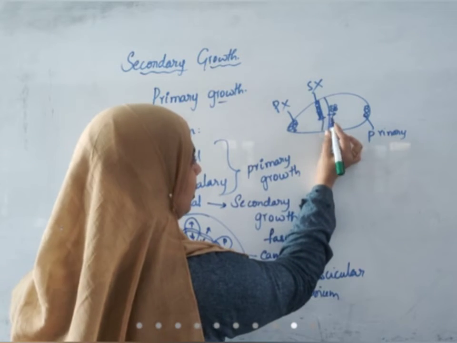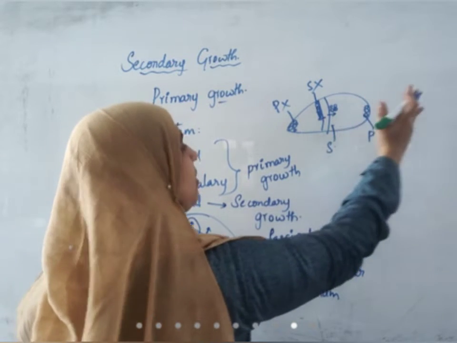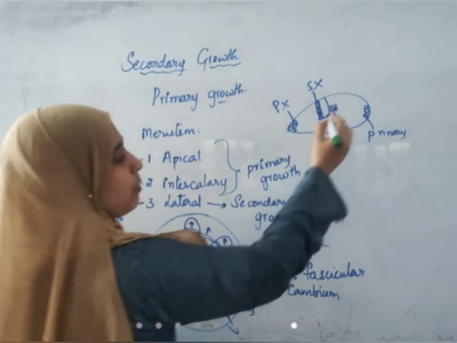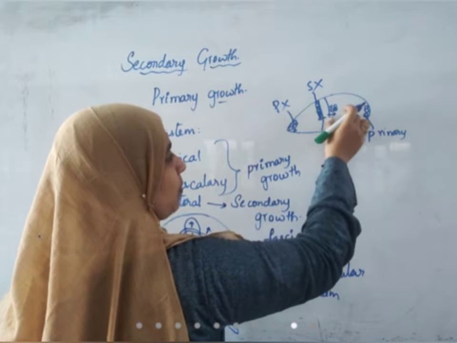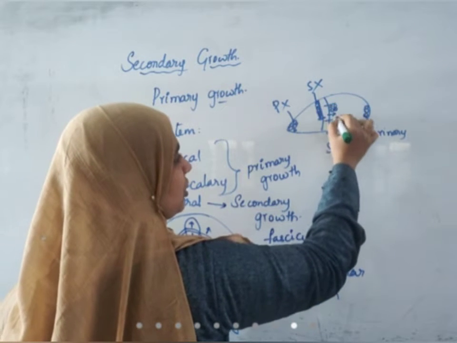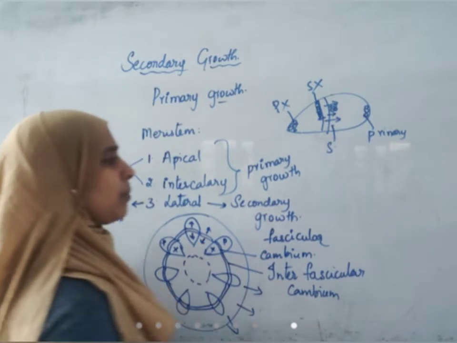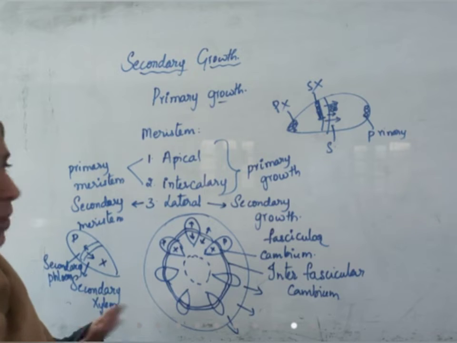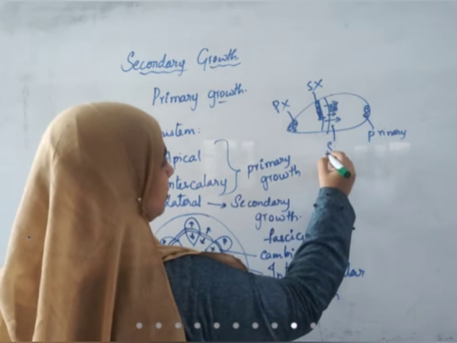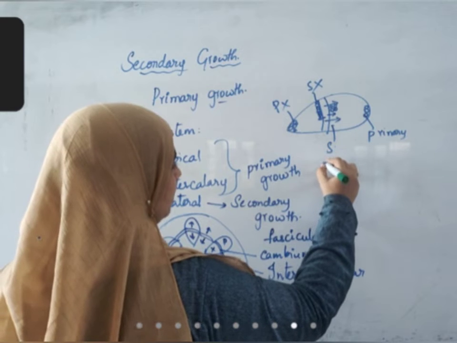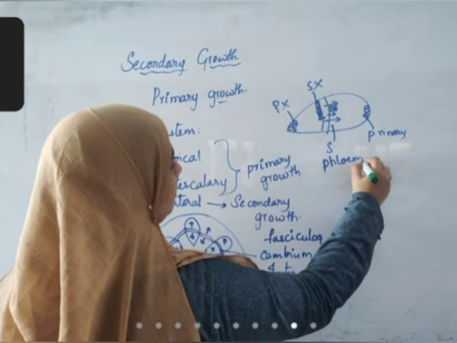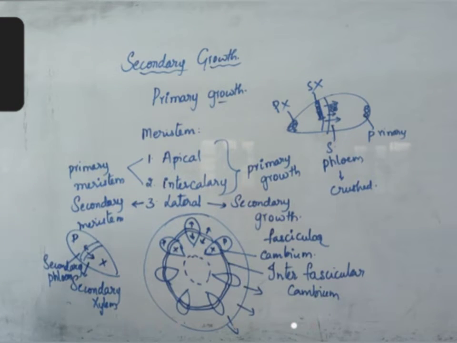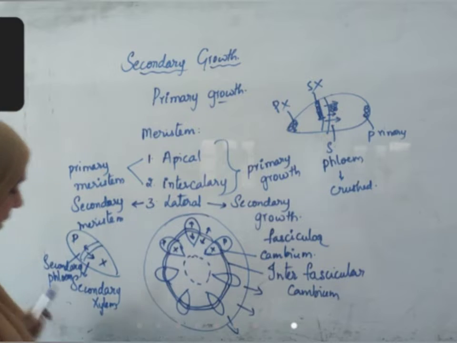When growth occurs, the girth of the stem moves out like this. As a result, what happens? The primary phloem is slowly pushed and gets crushed. As a result, it will not be visible. When the stem gets completely developed, the primary phloem is not visible. It gets crushed off. Okay, so that is about fascicular and interfascicular cambium.